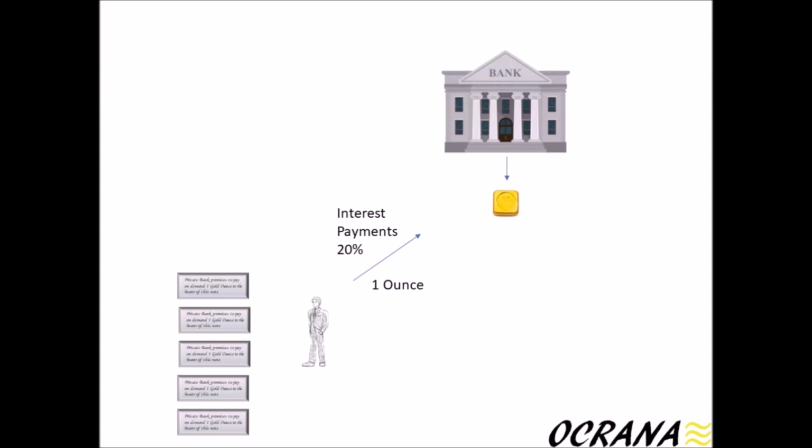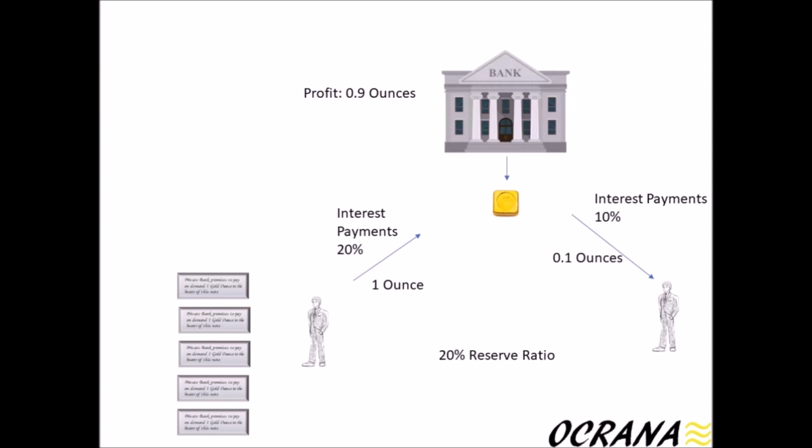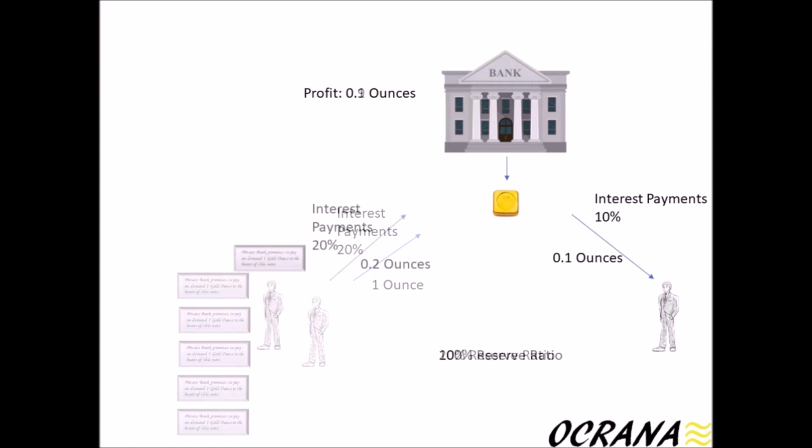We still have the depositor who placed their gold in the bank in a term deposit, and he's still receiving interest payments of 10% per year or 0.1 ounces per year. So the bank is making a profit of 0.9 ounces per year, as contrasted to when it was running 100% reserves, when the bank was only making a profit of 0.1 ounces per year.